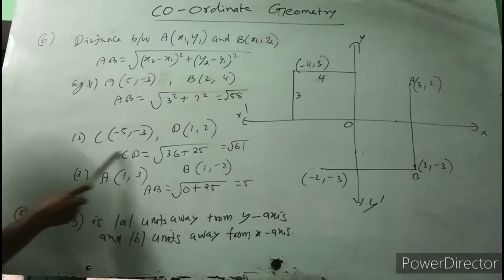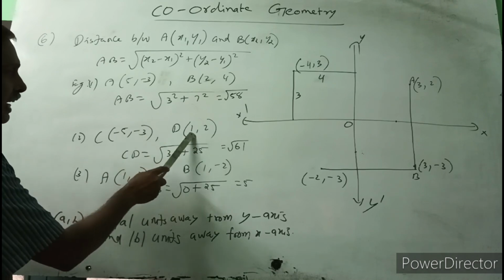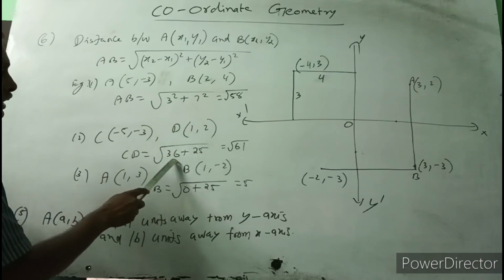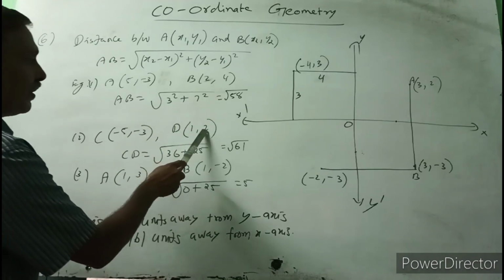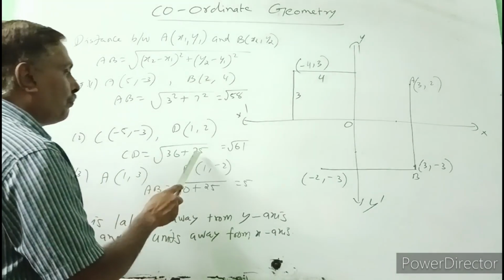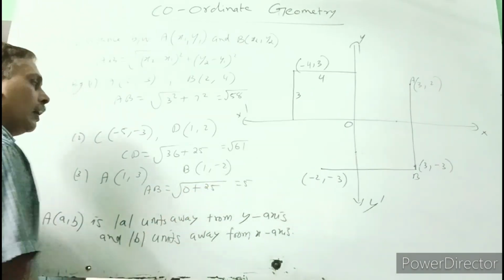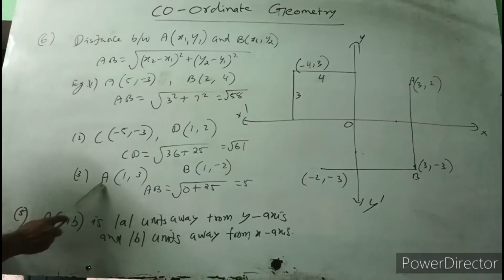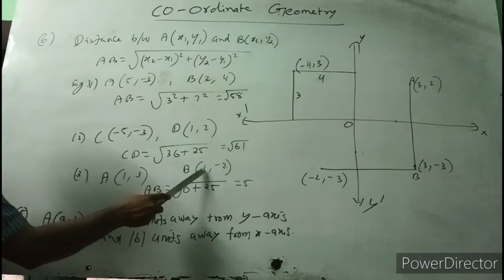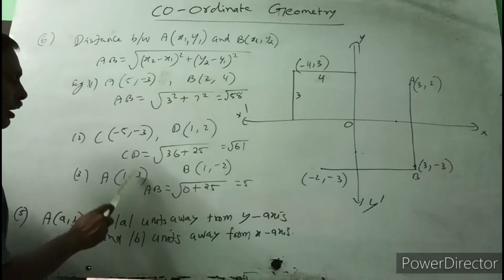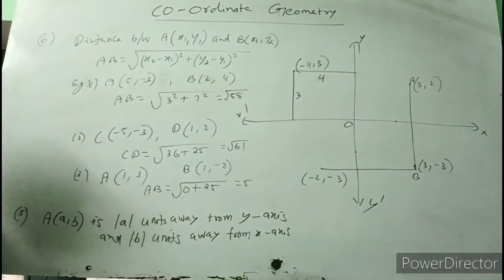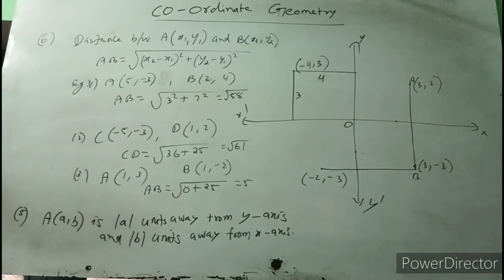Here also apply the same for C and D. Different signs, add and square: 5 plus 1 is 6, 6 square. Here also different signs, add and square: 3 plus 2 is 5, 5 square, 25. Total root 61. Similarly, here also you see 1 and 1 are the same, so the first term goes to 0, and 5 square is 25, root 25 is equal to 5.